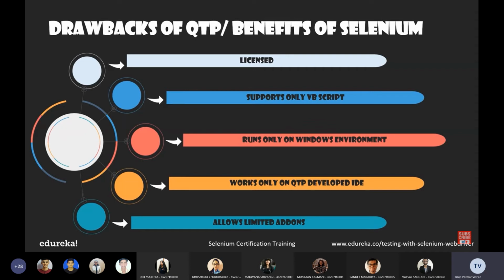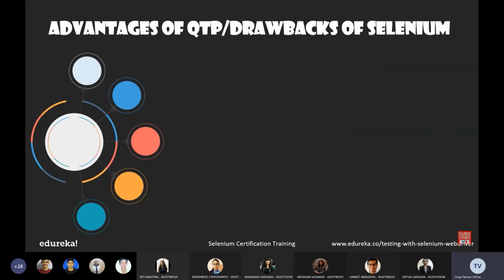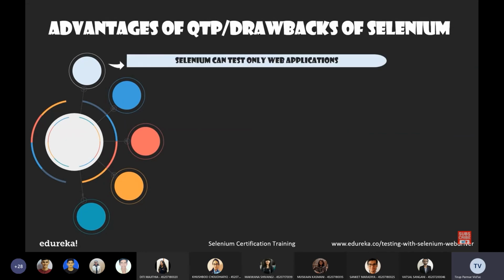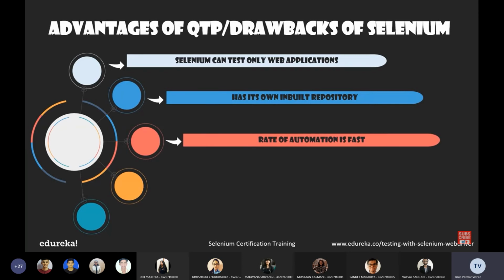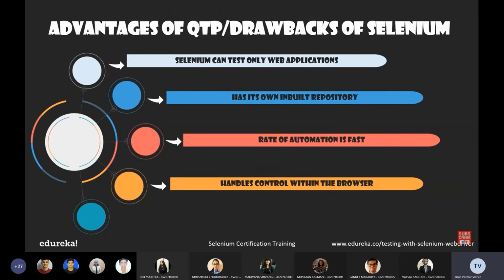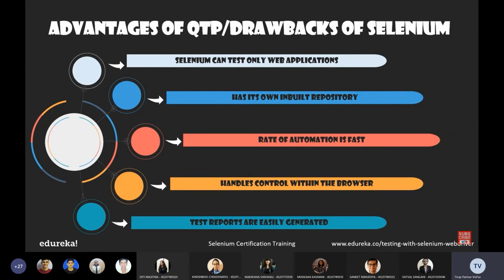Now let's take a look at the advantages of QTP over Selenium. QTP can test web, mobile, and desktop applications, whereas Selenium tests only web applications. It has its own inbuilt object repository where all the information regarding the test cases are stored. The rate of automation in QTP is fast compared to that of Selenium. QTP can handle controls within the browser like accessing the favorite bar, access bar, back and forward buttons, etc. It also provides functional user support if the user faces some issues. And the test reports are generated automatically, which does not happen in Selenium. So this is all about the benefits of these tools over each other.